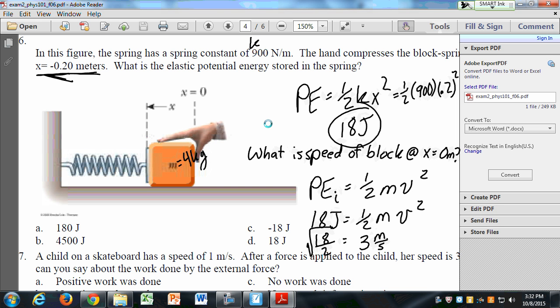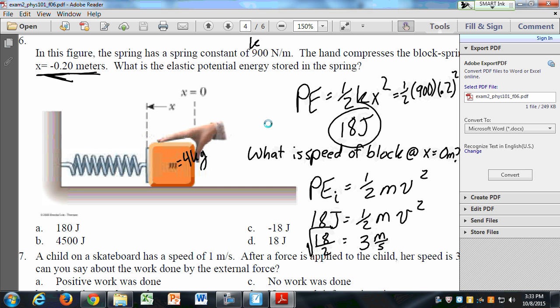You'll definitely see a problem like that. So you're going to see the roller coaster problem. All right, you're going to see the friction problem, how much work is lost, how much energy is lost by the frictional force. You're going to see an elastic potential energy problem like this. You could also see a Hooke's law problem. That was the previous problem.